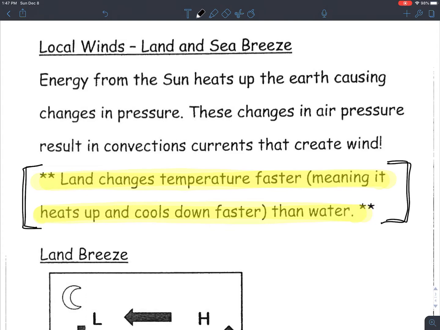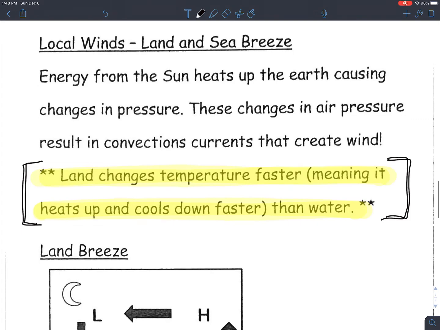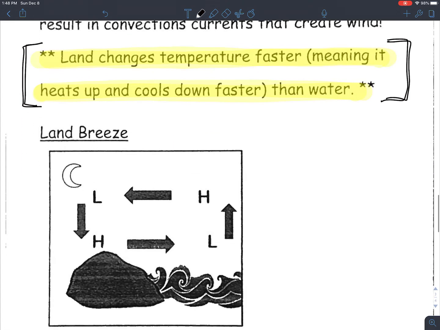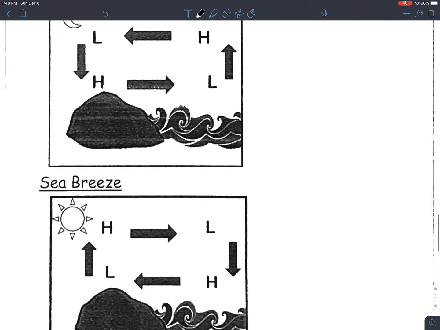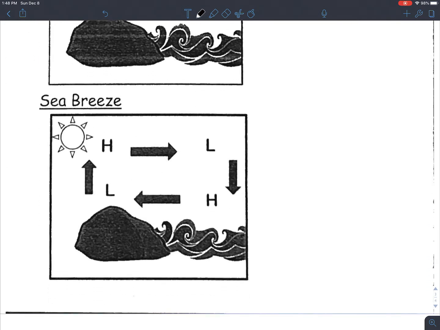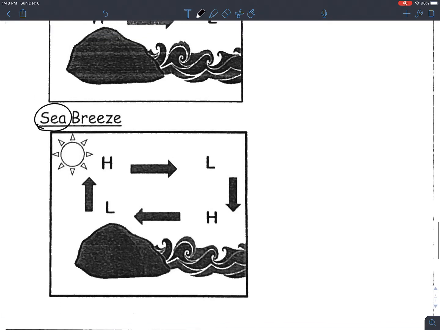So we're going to look at two types of breezes, two types of wind here. We're going to look at land breezes and sea breezes. So I want to skip down to the bottom and look at sea breezes first. I'm going to grab my pen or pencil and circle the word sea. Winds are named from where they originate or where they come from. So if it's named sea breeze, then it means it comes from the sea.